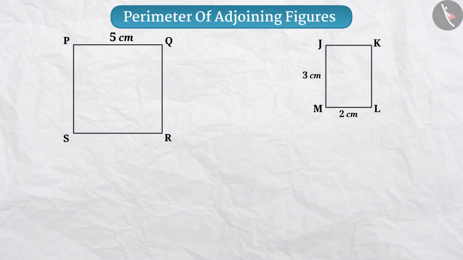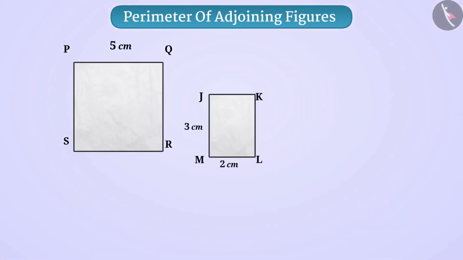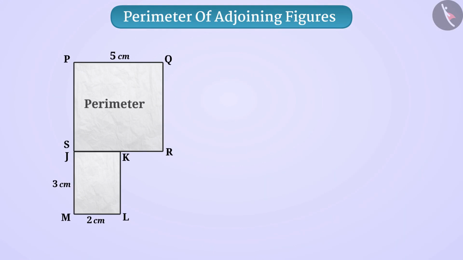Now, imagine if we cut the square PQRS and the rectangle JKLM from paper and keep them adjacent, then what will be the perimeter of the new shape PQRKLM to be created? Think. Let me tell you. First of all, point S and point J are coming at each other. So, we will name only one of them. Like here, we will call this point as point S.